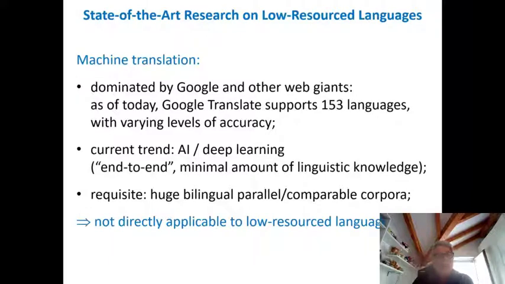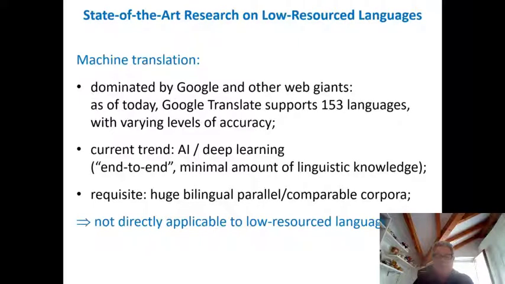Now, the bottom line is that the state of the art in machine translation, which is based on deep learning, does not apply well to low resource languages. Why? Because deep learning, as I said, the state of the art in machine translation, requires a lot of resources. So it just goes against the basic fact that low-resource languages are, by definition, low in resources.